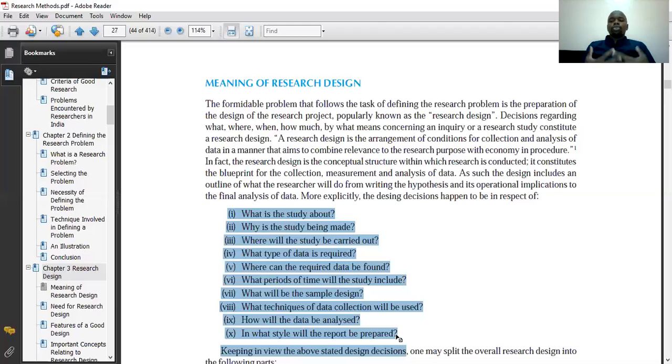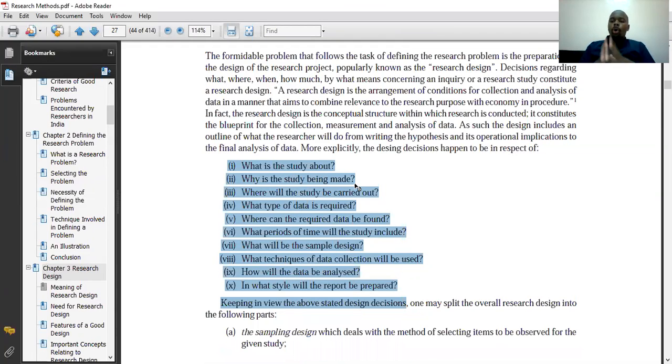What kind of data collection tools? How are we going to analyze? How are we going to prepare our reports? All right? How are we going to prepare the report after we are done? Okay, so basically if I ask you what are the features of a research design, you need to tell me what are these contents. The features are the contents of a research design. Okay, what should a research design contain?